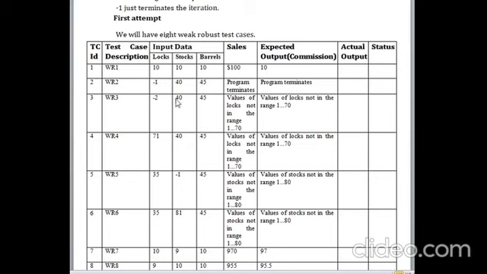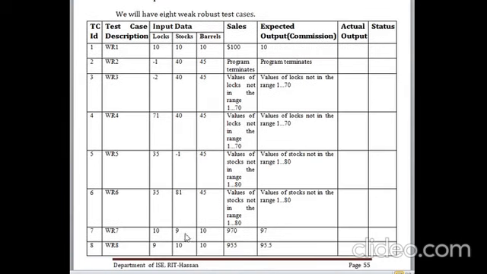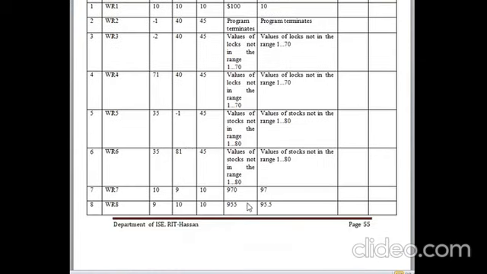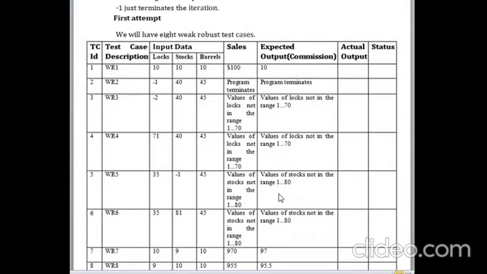So this is also the same as the previous one. In the fourth one we give 71 for the locks price, which is an out of range value. So definitely the total sales is not in the range because we give 71, same expected output. Here for the stocks we give 81, the range is 1 to 80 only. So 10, 9, 1 is the same, valid inputs we are giving here. We calculate the total sales and the commission of that sales.